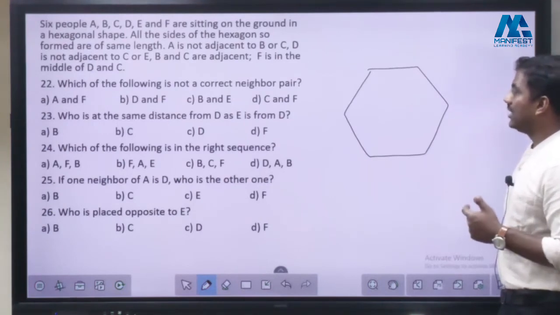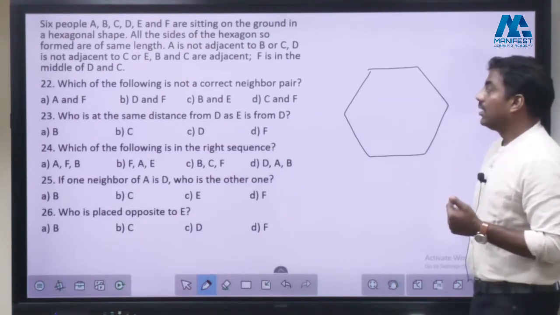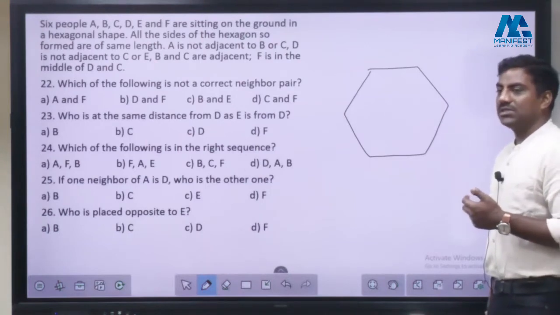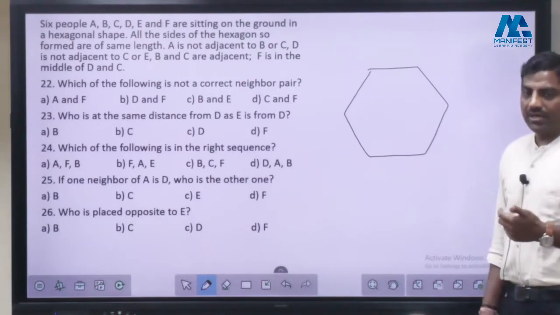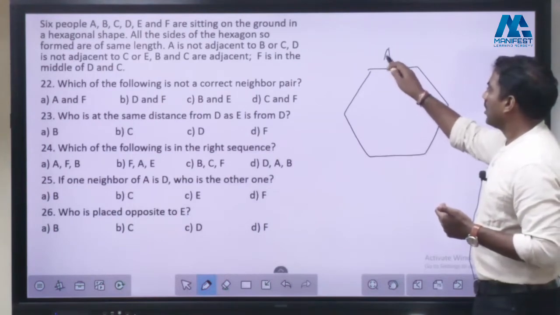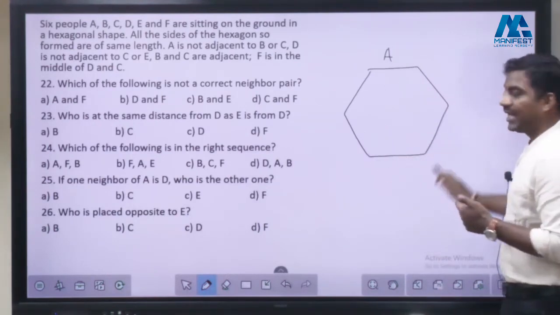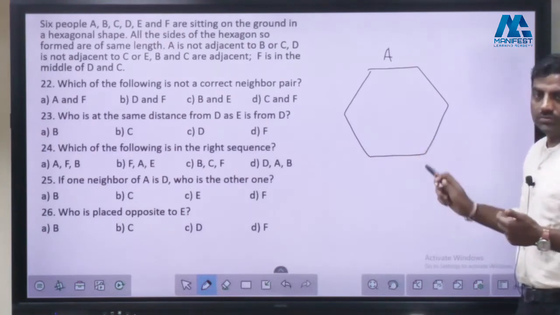We'll see the conditions. All the sides of the hexagon so formed are of the same length. A is not adjacent to B or C. Here you can put the first person anywhere. If A comes here, B and C will not come here. So the places for B and C are here. Yes or no?